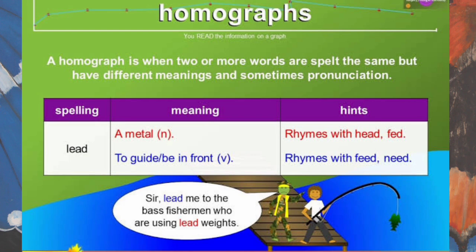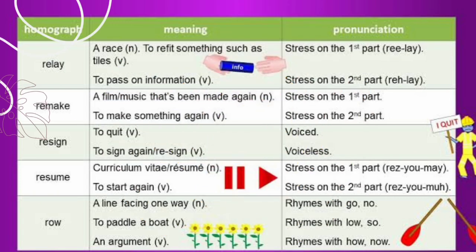When you use it to refer to a metal, it is pronounced as lead, which rhymes with fed. When you use it to refer to being in front or taking the first position in a group, it is pronounced lead, which rhymes with the word feed. The difference in pronunciation in homographs can be as little as the difference in stress. Stress also helps us to differentiate homographs from homonyms and homophones.